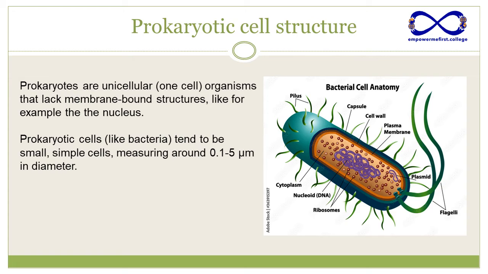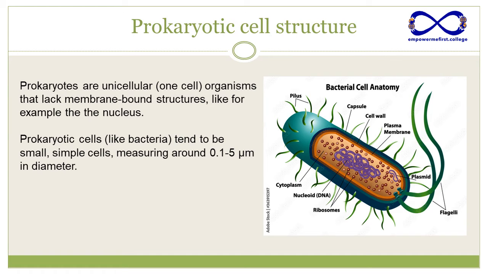And generally, prokaryotics are unicellular. The word unicellular means made of just one cell, and these are organisms that lack membrane-bound structures, like for example the nucleus. The absence of a nucleus is very evident and prominent in this picture, where we can see all the genetic material here, not enclosed in a nucleus.